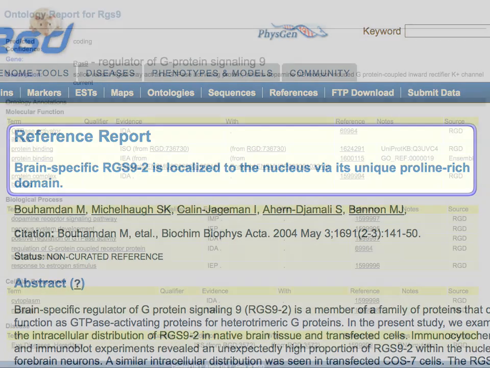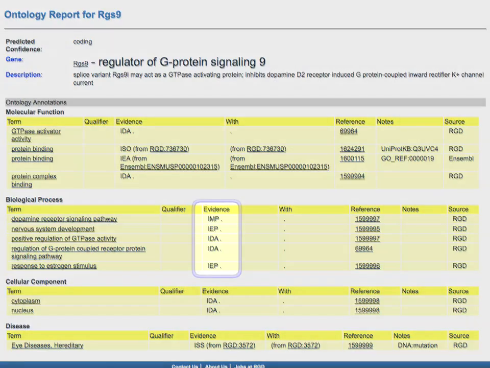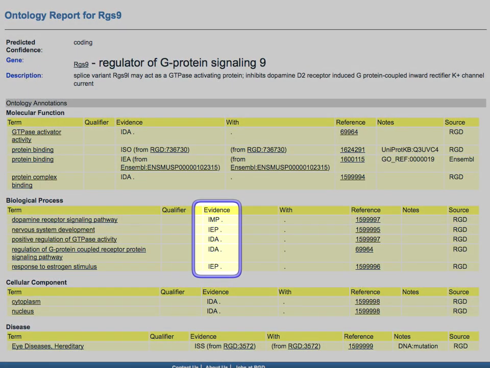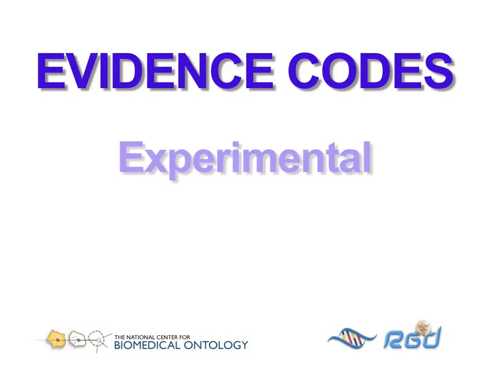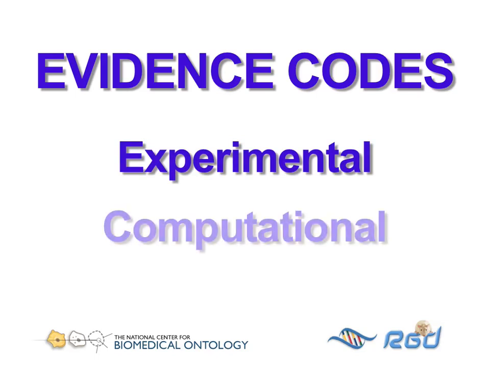The answer lies in the abbreviations, or codes, listed under evidence. We'll talk about evidence codes in more detail in the next video, but for now we'll split the codes into two major groups, experimental and computational.